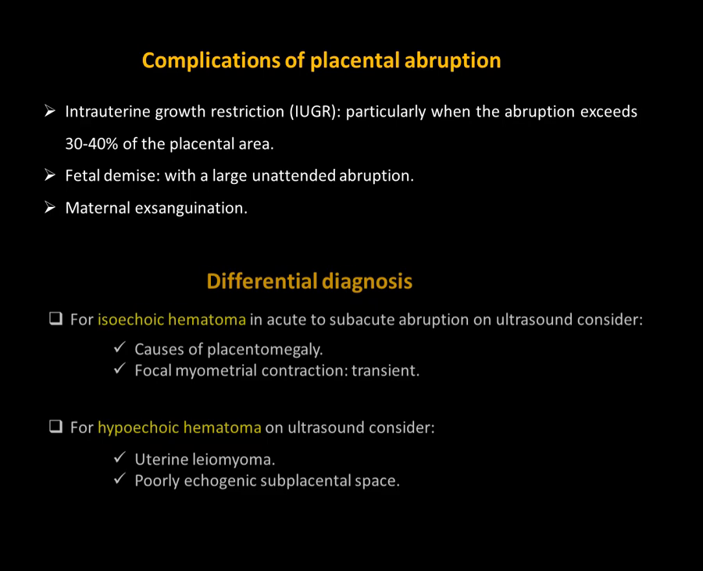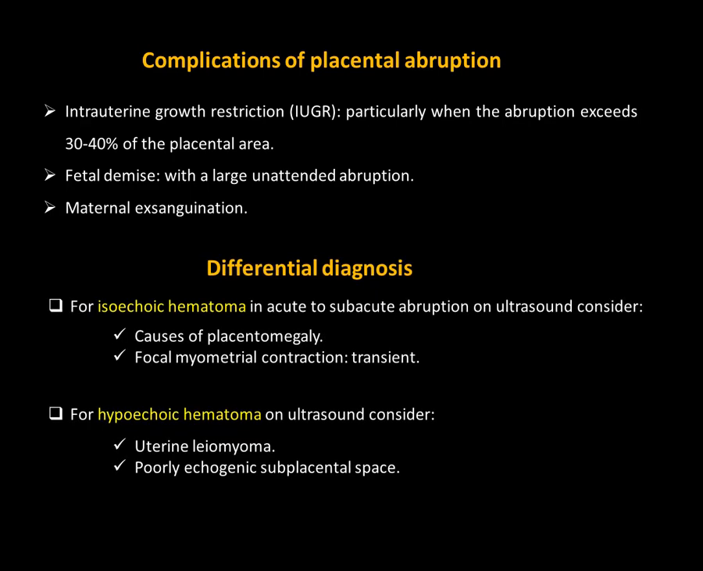Differential diagnosis. A number of conditions can simulate the appearance of placental abruption. For isoechoic hematoma in acute to subacute abruption, on ultrasound consider causes of placentalomegaly and focal myometrial contraction, which is transient. For hypoechoic hematoma on ultrasound consider uterine leiomyoma and purely echogenic subplacental space.